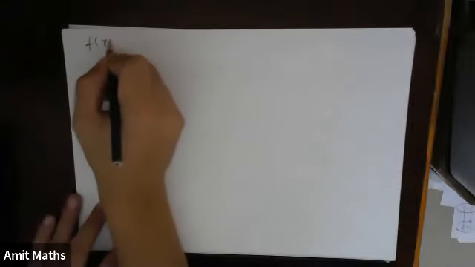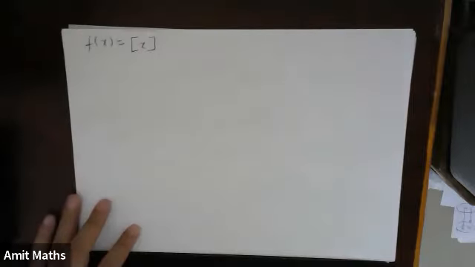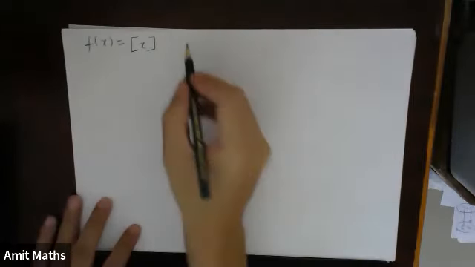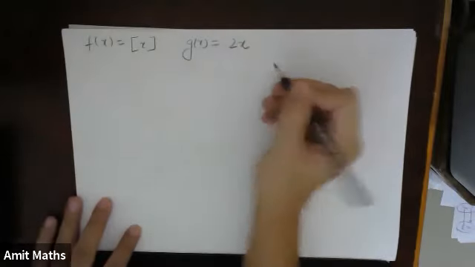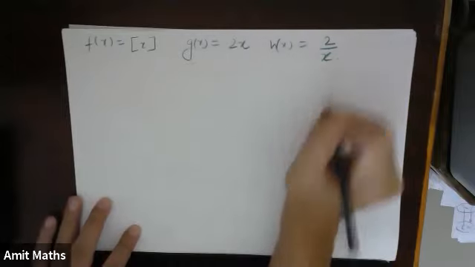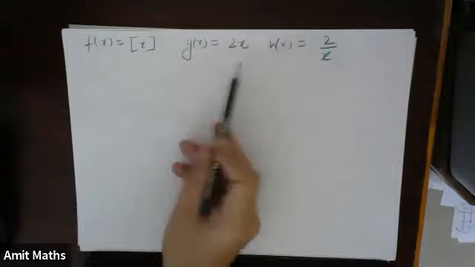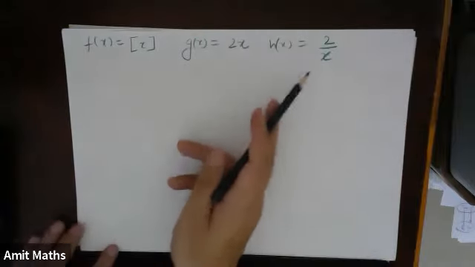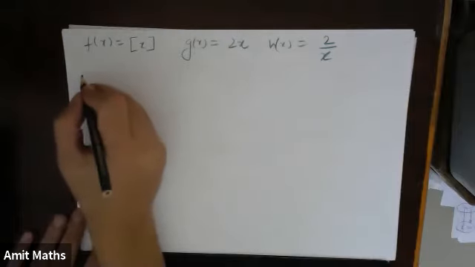Okay, let's see. f of x is equal to greatest integer x, g of x is equal to 2x, and h of x is equal to 2 by x. Okay, so you have to find the values of all these.